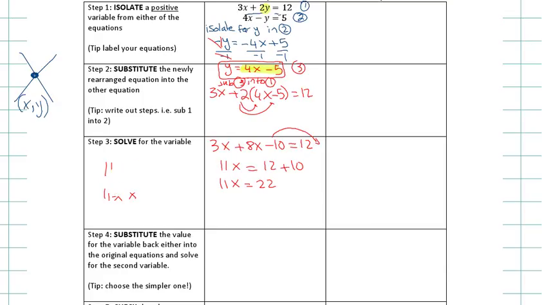So, if I want to get rid of that 11, if I want to bring it over, I have to divide. Remember that? So it becomes 22 divided by 11, because I'm doing the opposite operation. So x equals 2.